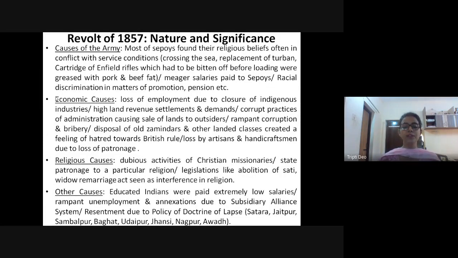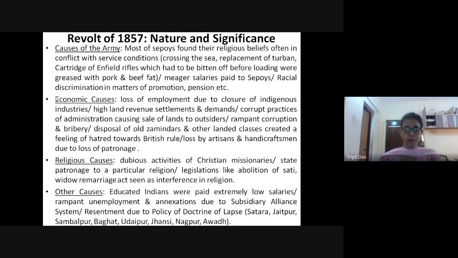The soldiers of India, the sepoys, whether from the upper caste or the middle caste or any other caste, had their own religious beliefs. Especially crossing the seven seas, saat samundar paar karna, was a big thing. Crossing the sea would mean change of religion, and in their belief system, it was a curse.